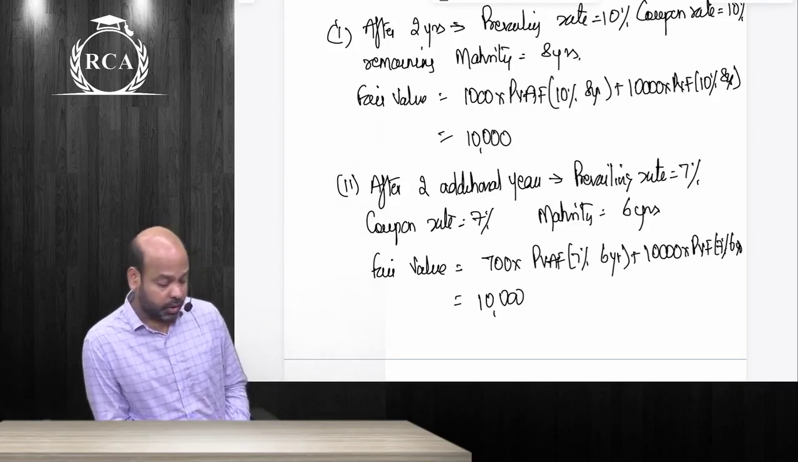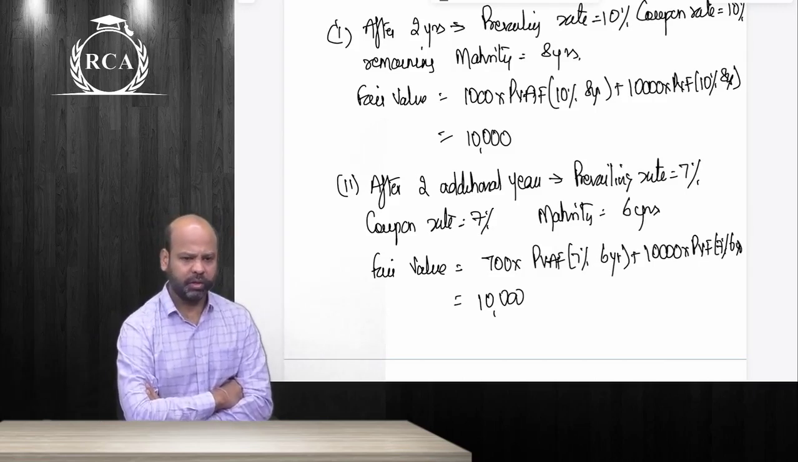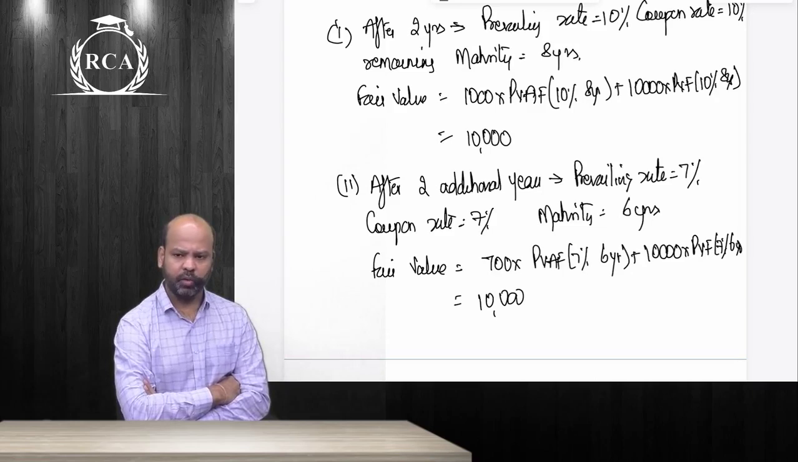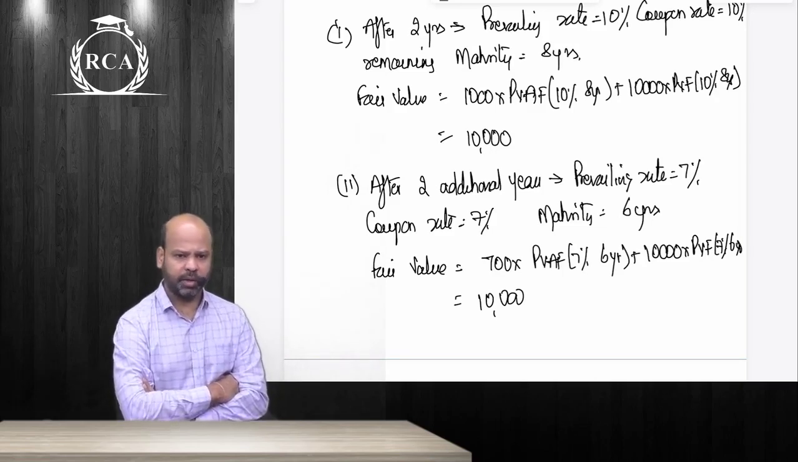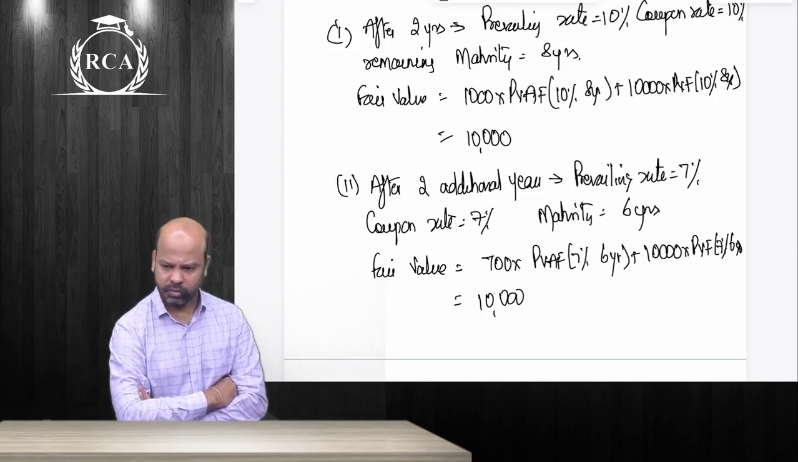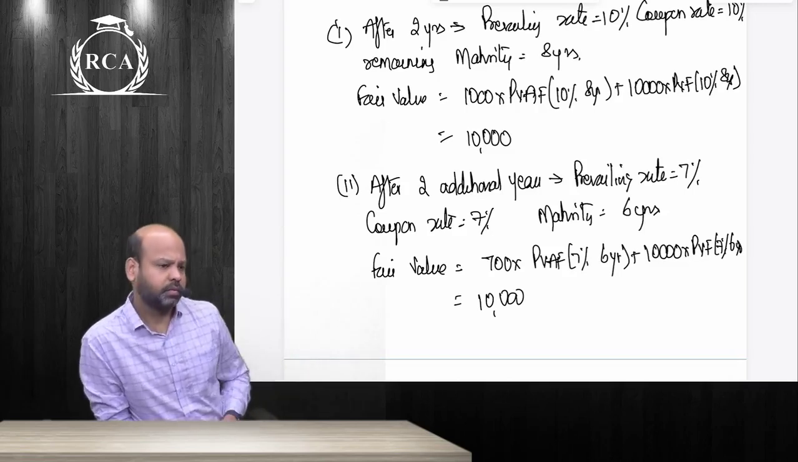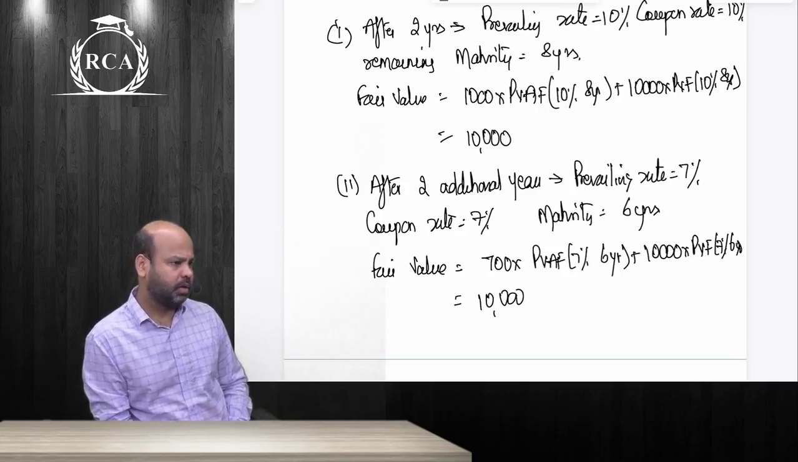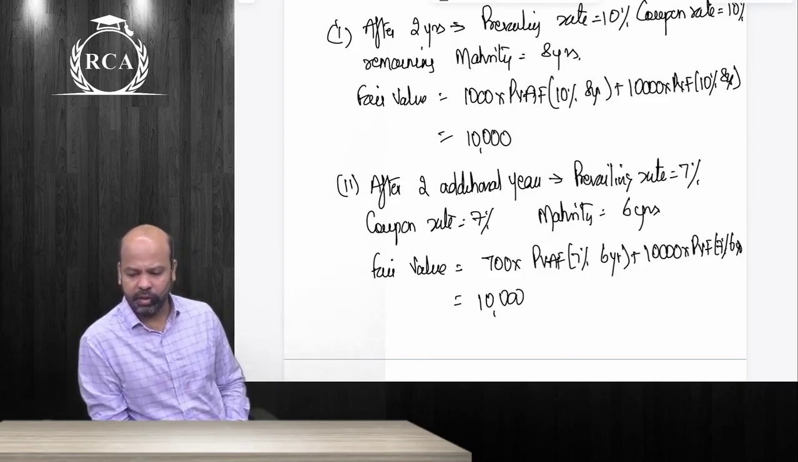Write down, beta. If the coupon rate is equal to the required rate of return, the bond will always be trading at par value, provided it is redeemable at par. Series Y bond.